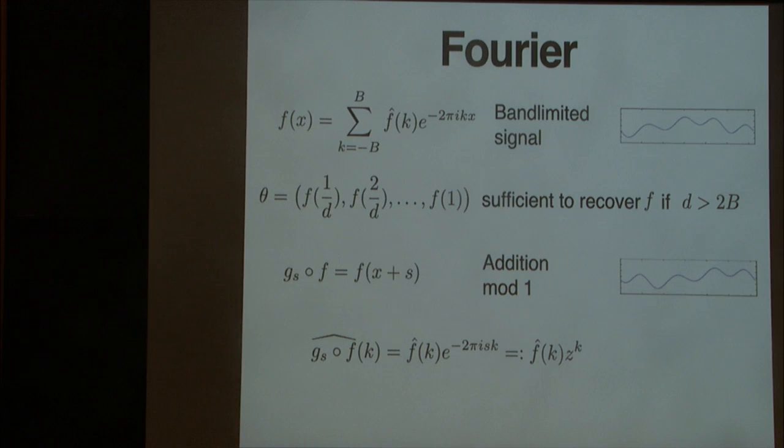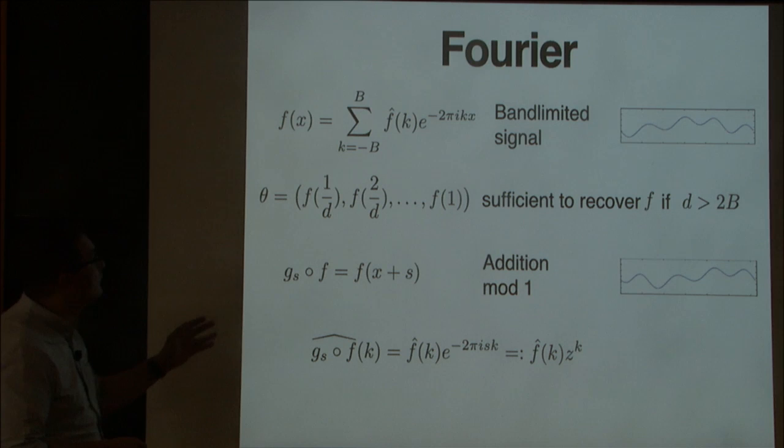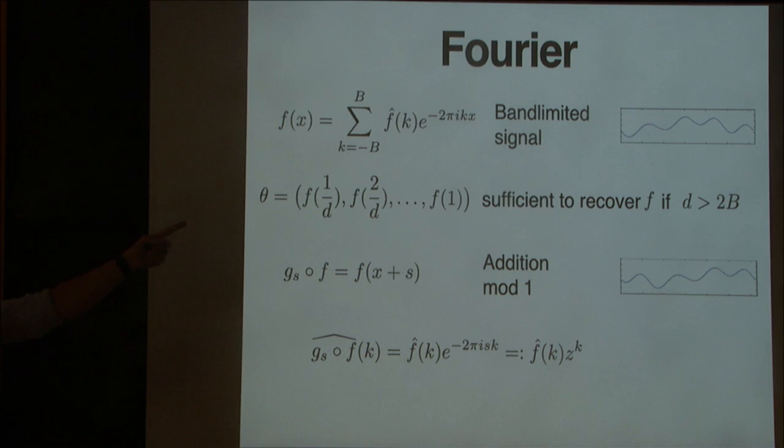Since it's band-limited, if I discretize it fine enough, I will be able to recover F entirely from those Fourier coefficients. And so I'm going to look at some discretization, F of 1 over D, 2 over D, et cetera. Think of the example I just showed you before. Now, what is the group action doing?